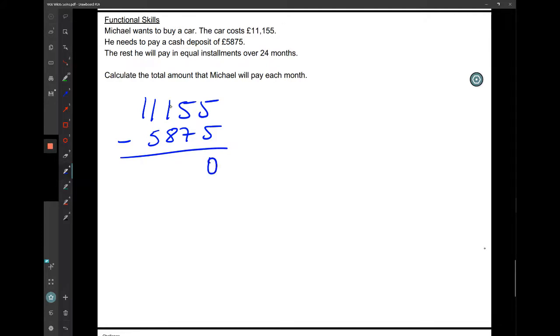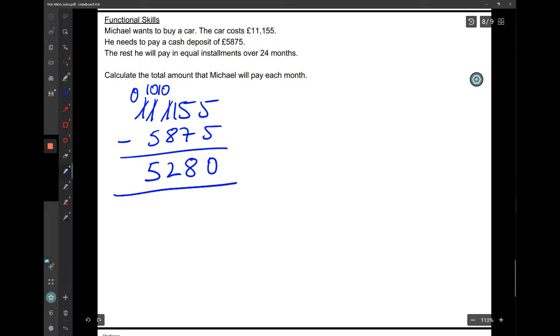5 take away 7, you can't do that, so make that a 0, make that 15. 15 take away 7 is going to give you 8. 0 take away 8, can't do that, so that becomes 10. 10 take away 8 is 2. And 0 take away 5, you can't do that, so that becomes 10. So 10 take away 5 is 5.